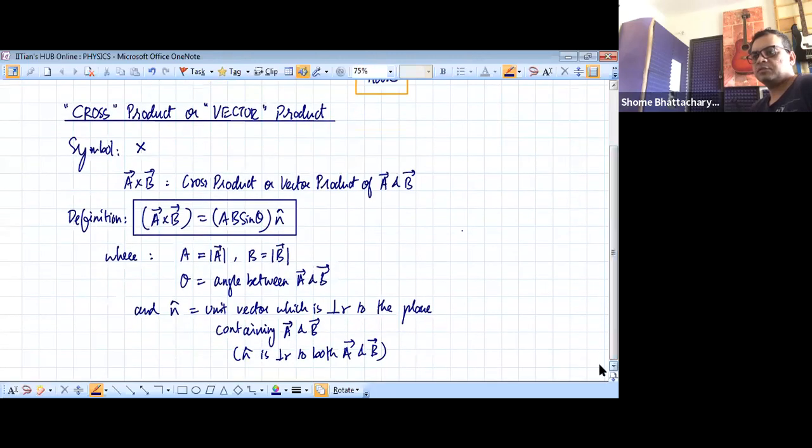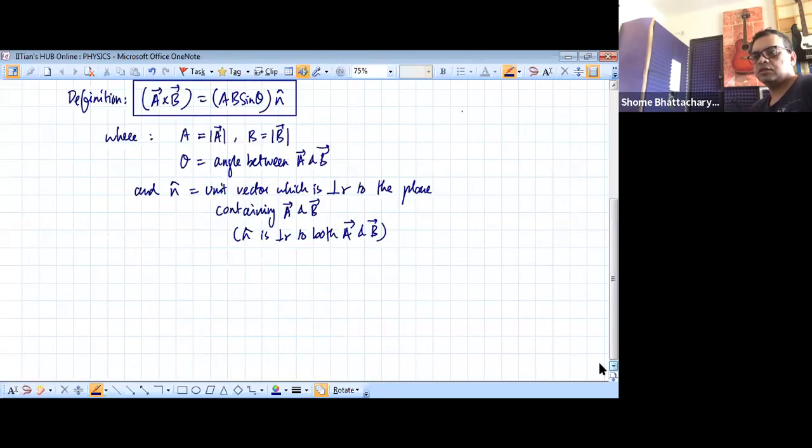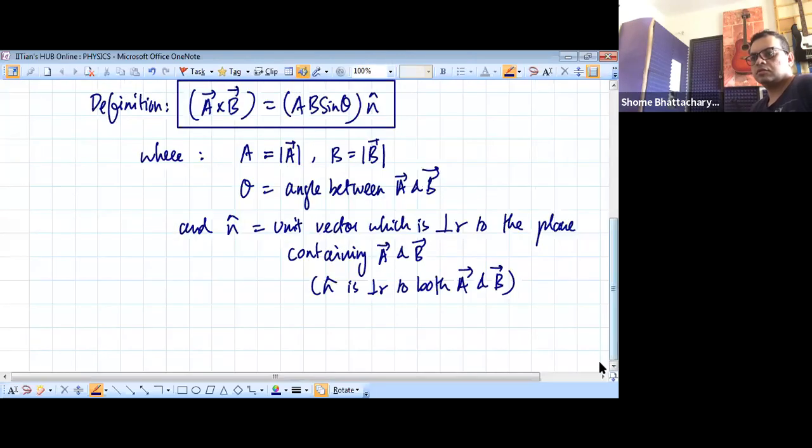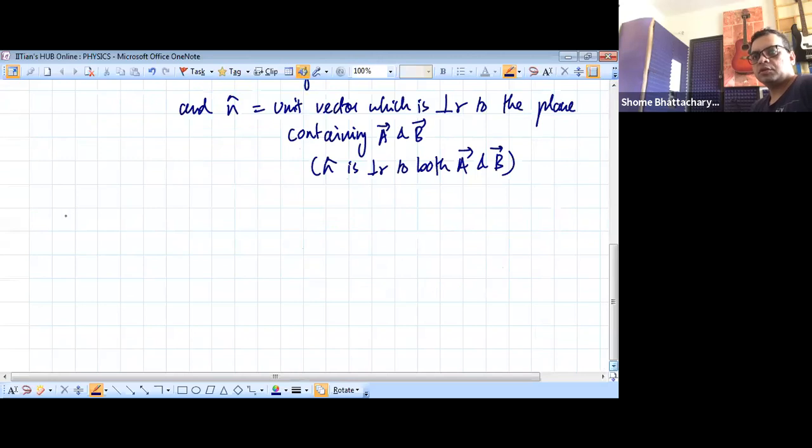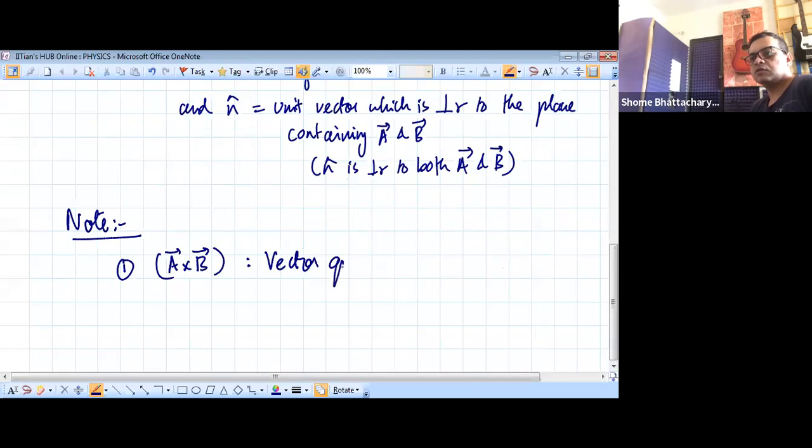Okay, so now let us understand more about this n cap. But before that, let's understand a few general important aspects. A cross B, unlike A dot B, is a vector quantity. It is not a scalar quantity. A dot B was a scalar quantity, that's why it was called scalar product. But A cross B is a vector quantity.